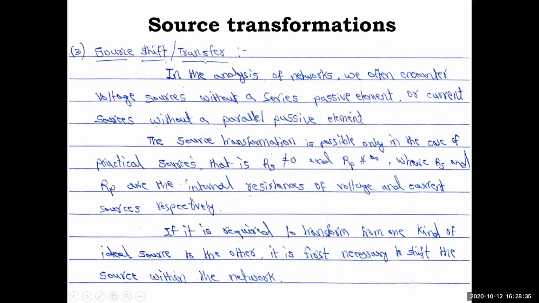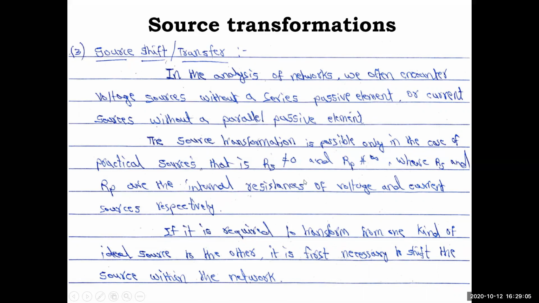In the analysis of networks we often encounter voltage sources without a series passive element or current sources without a parallel passive element. This case arises when the voltage source or current source does not have a pair, that means it does not have any element in series or in parallel. In that case we need to do the shifting across the node. That is source shift.